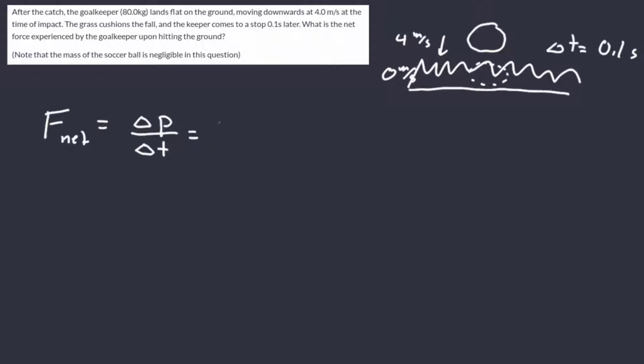So we also know that as long as mass remains constant, delta p can be written as m times delta v. Our goalkeeper isn't gaining or losing any weight during this. So this holds true, and we can use m delta v as our delta p here. And then delta t is given to us in the problem. We're told that this all takes 0.1 seconds to happen.